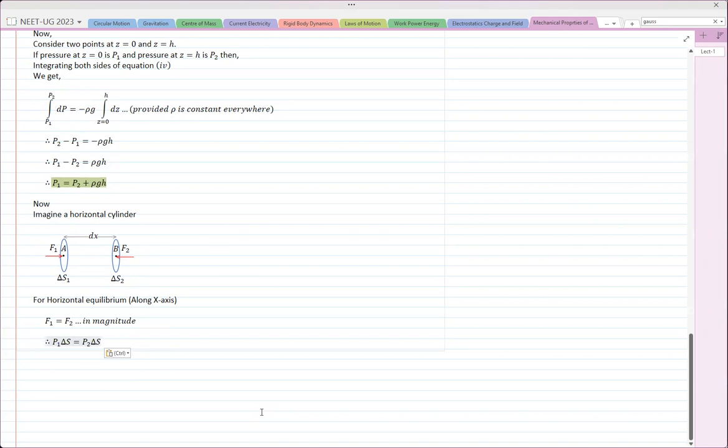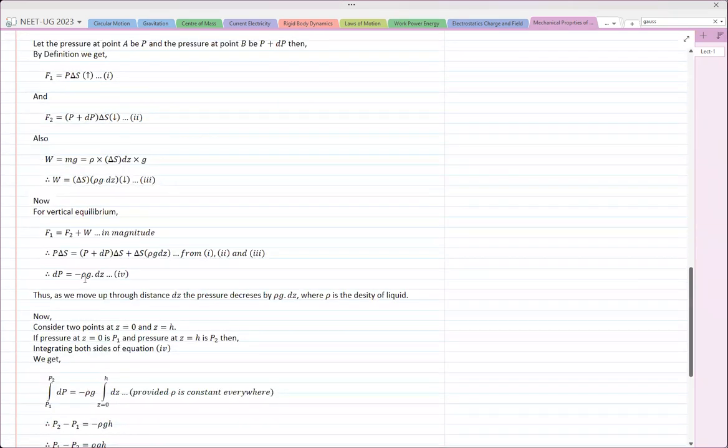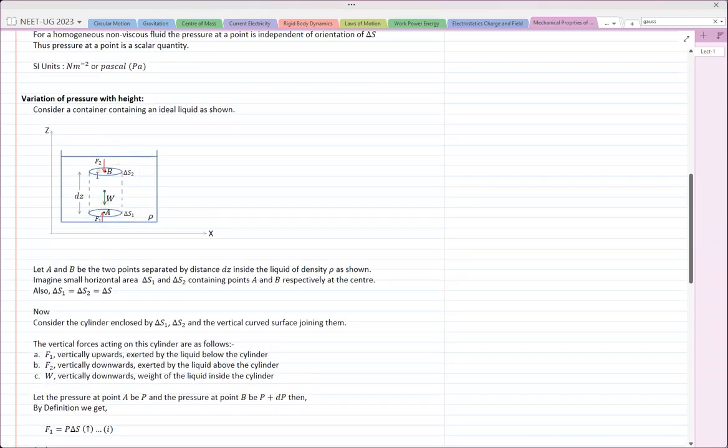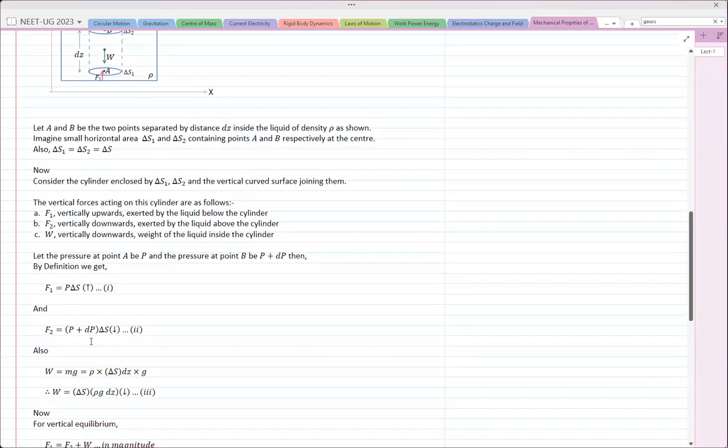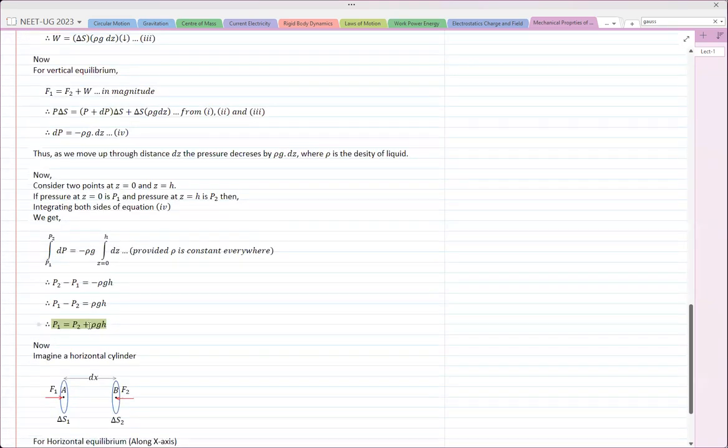So F1 is equal to F2 in magnitude. F1 is P1 delta S, and delta S is the same, and P2 delta S. If you do that, then P1 is equal to P2. That's what we get. And hence we can conclude the pressure is the same at all points at the same horizontal level. So what happens in a liquid? Pressure varies vertically. As you go deeper into the liquid, pressure goes on increasing by this value, rho GH.